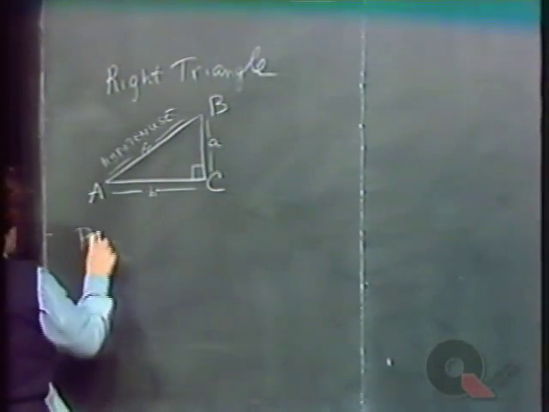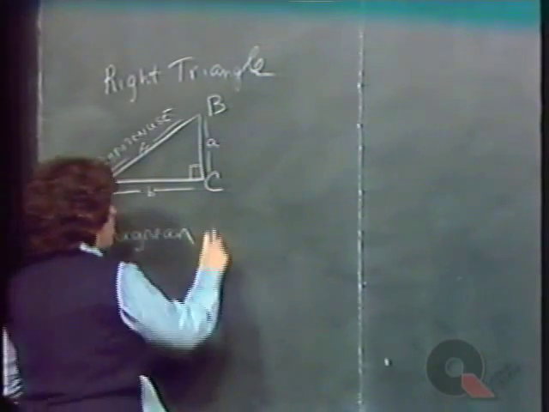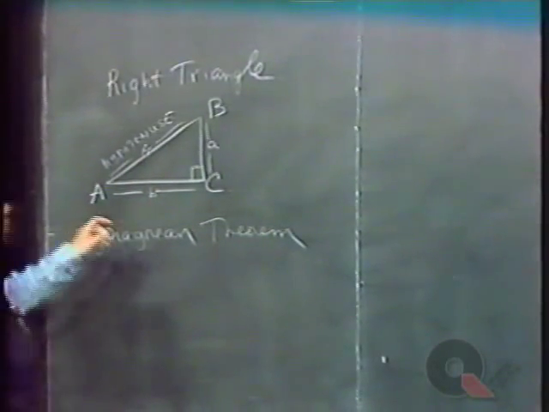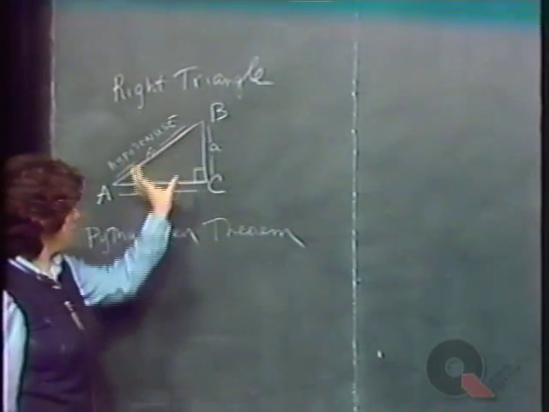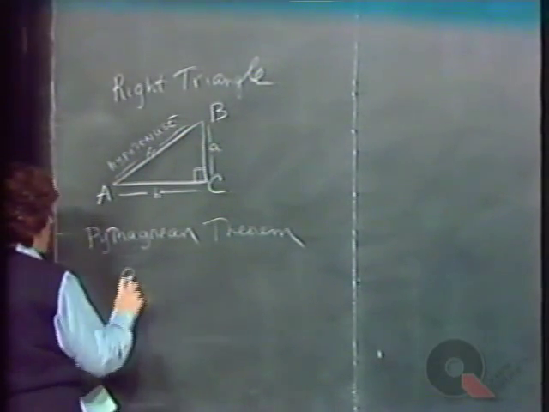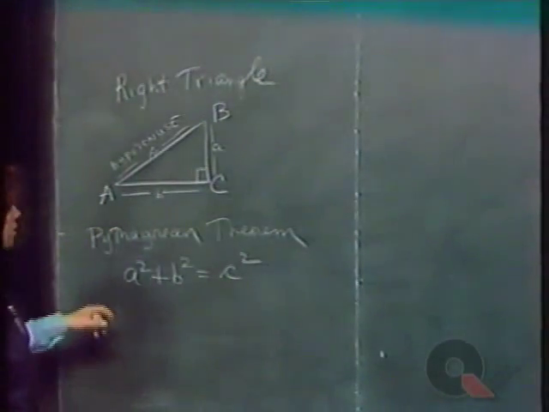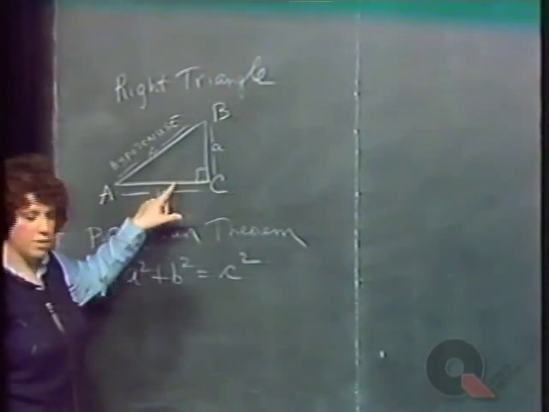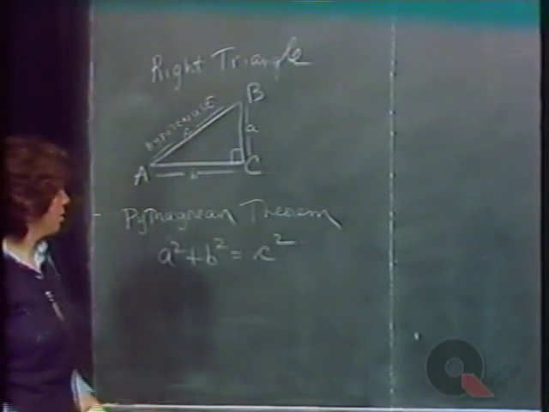Okay, we have in geometry a rule known as the Pythagorean Theorem, which says that in a right triangle, the sum of the squares of the two legs is equal to the square of the hypotenuse. That is, a squared plus b squared equals c squared. The sum of the squares of the two legs, these two sides, is equal to the square of the hypotenuse.